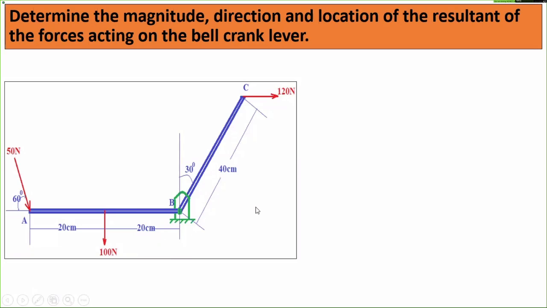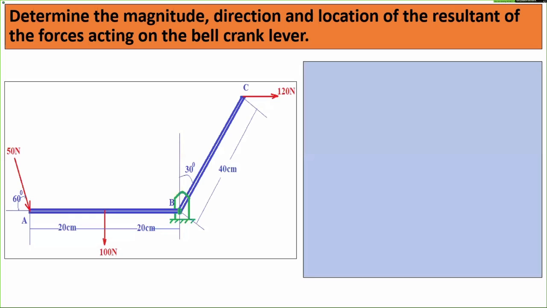Now let us see how to find this. What is the question over here? Determine the magnitude, direction, and location of the resultant of the forces acting on the bell crank lever. So this assembly, this body, is called a bell crank lever. It's a lever having an L shape and fixed at the center point B. Okay, so nothing new is there. You have to find the resultant first. For the resultant, first resolve, then summation of Fx, summation of Fy, and then resultant and theta. These steps are common for all.